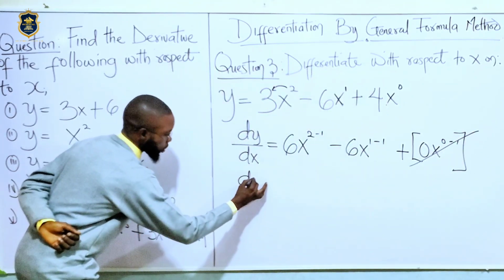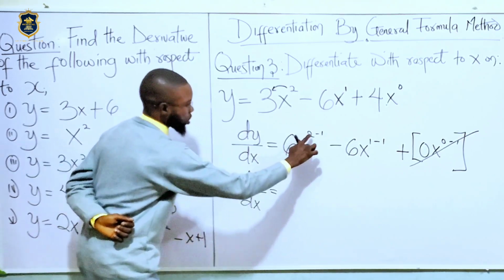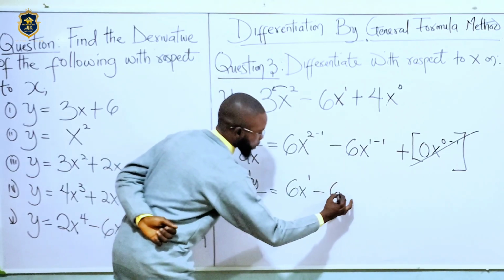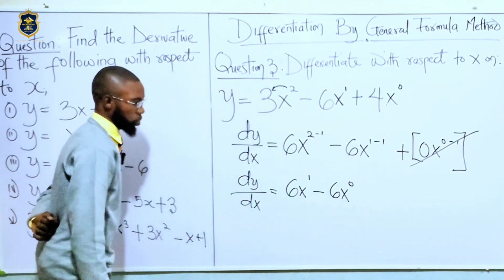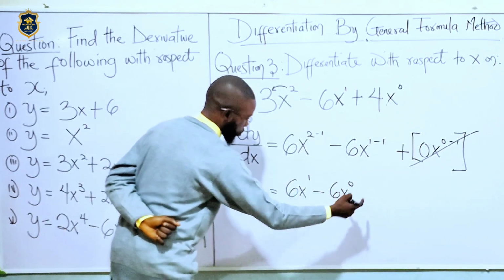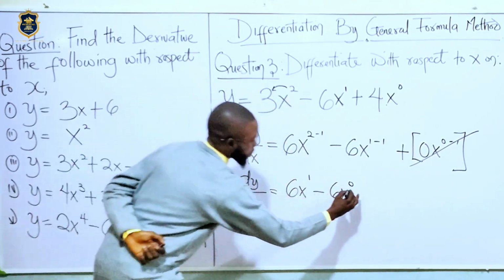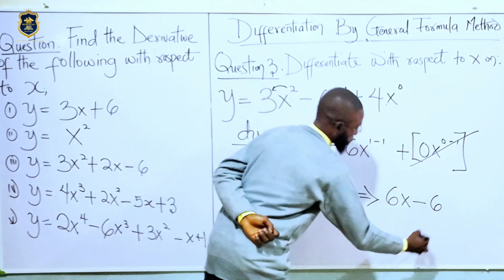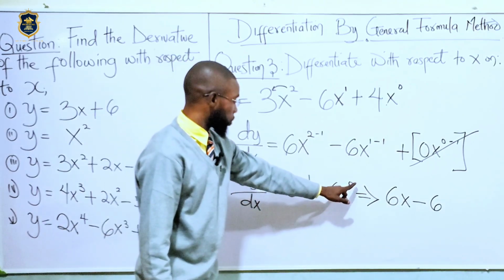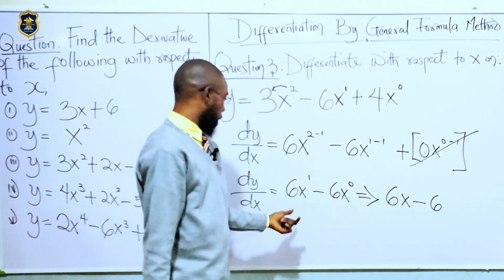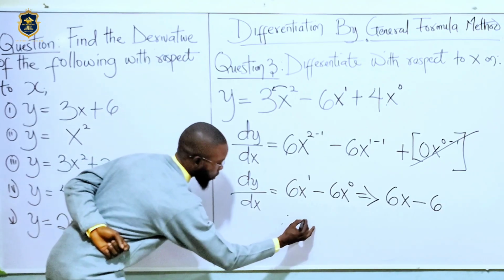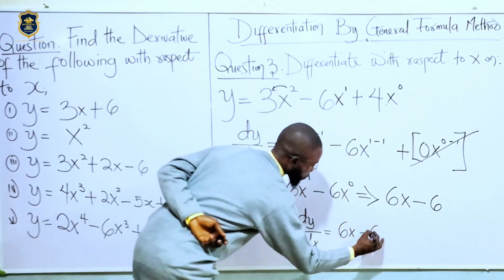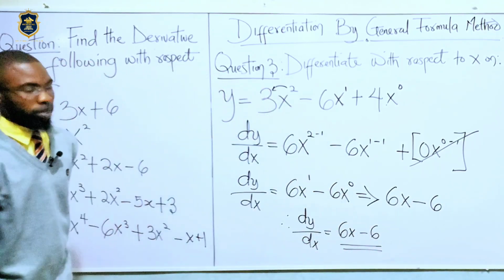Let's focus on this. The dy/dx becomes what? Look at this now. 2 minus 1 should be 1. So we have 6x raised to the power of 1 minus 6x raised to the power of 1 minus 1, which is 0. Anything raised to the power 0 is 1. So our answer becomes 6x minus 6. Simple, because if this raised to the power of 0 is 1, 6 times this one is 6, and this is just 6x raised to the power of 1. Therefore, our dy/dx is simply 6x minus 6. The answer. Very simple.